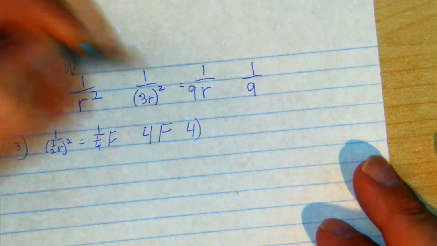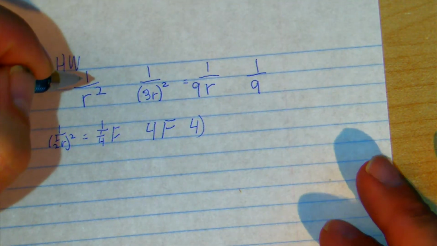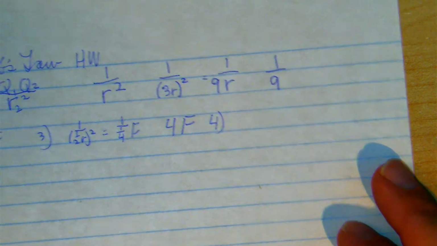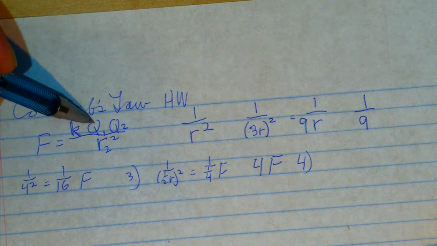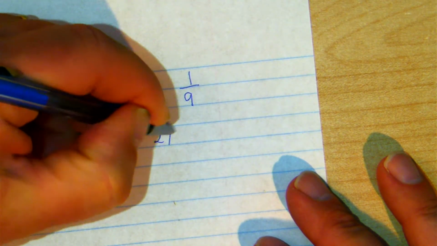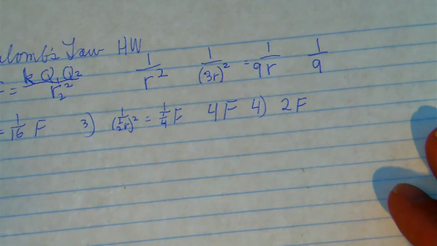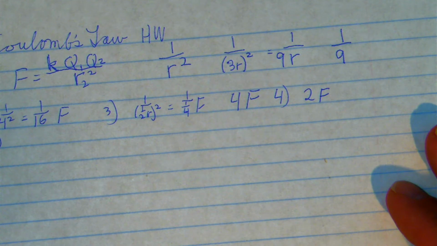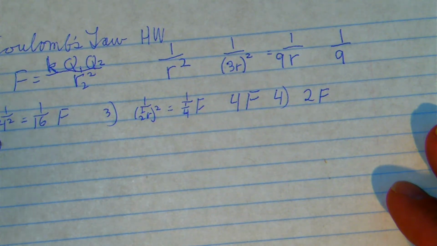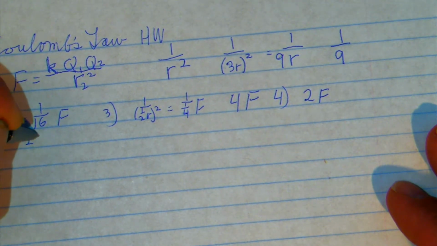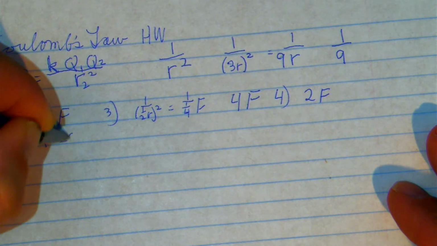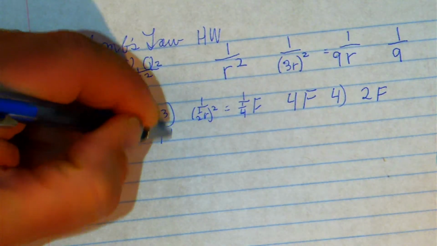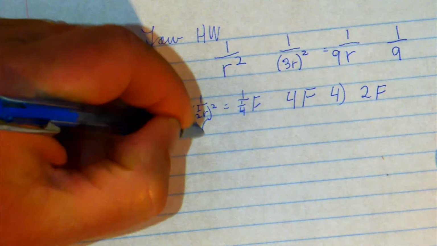For number 4, it asks, what happens to the force if the magnitude of one charge is doubled? Well, then it's going to become twice the force of the original situation. Number 5, what happens if both charges are doubled? Well, then it becomes 2q1 times 2q2, and 2 times 2 is 4. So this becomes 4 times the original force.